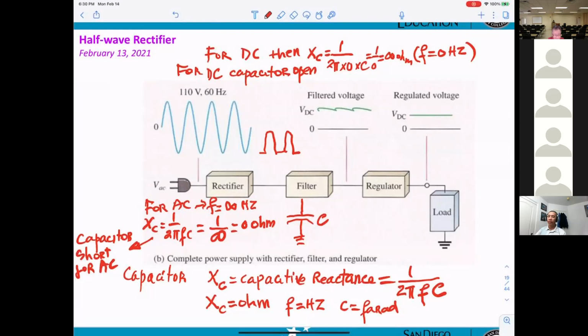Okay? Any question about the capacitor? Make sure you memorize: for DC, the capacitor will be open.